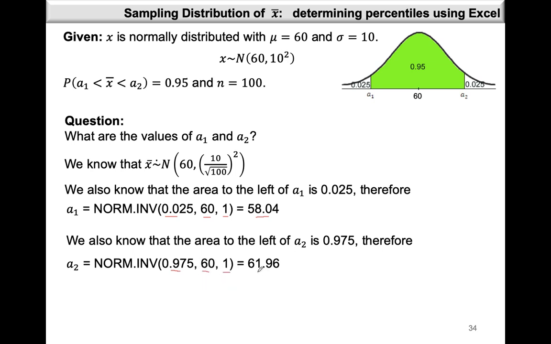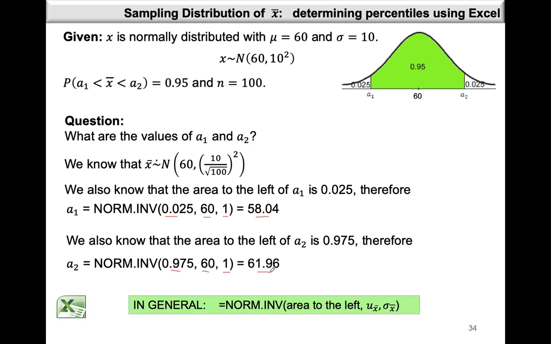So in general, when we want to make use of the NORM.INV function to find a percentile, then in the brackets, the first entry will be the area to the left, comma the mean of X bar, comma the standard deviation of X bar, and this will give you the missing percentile.